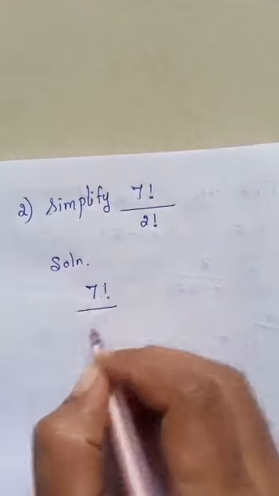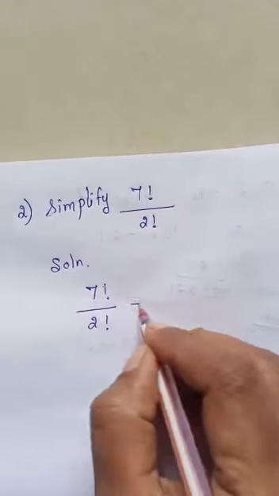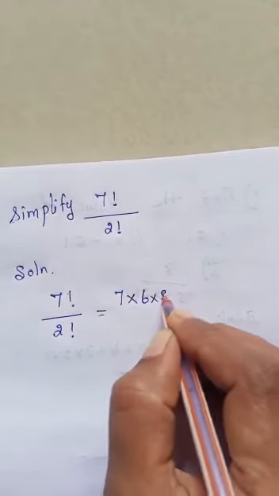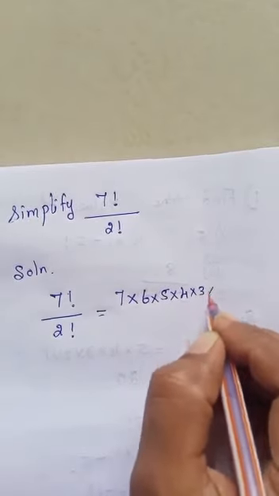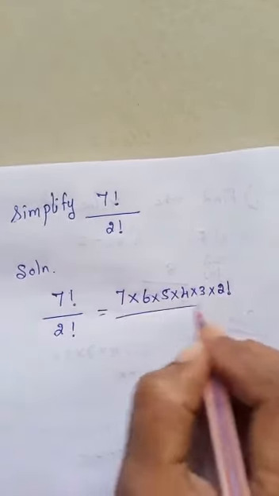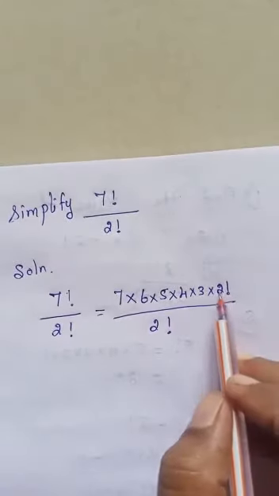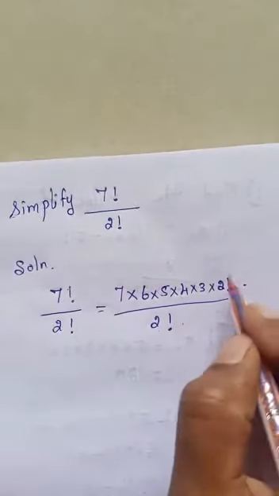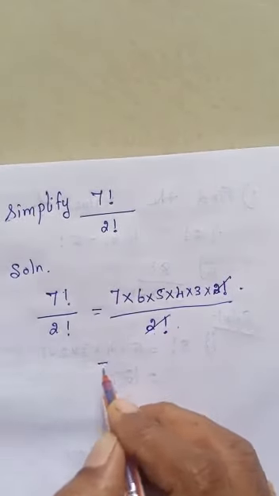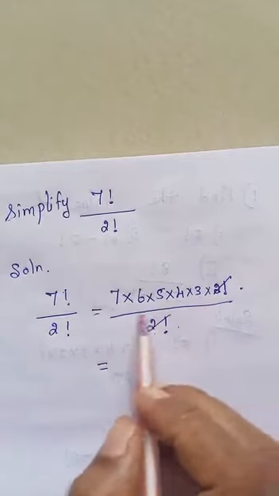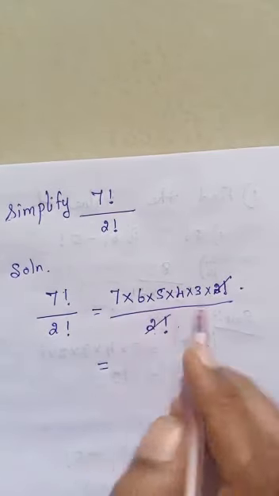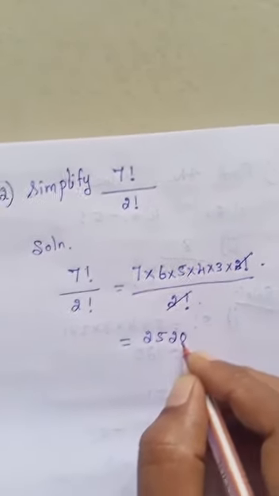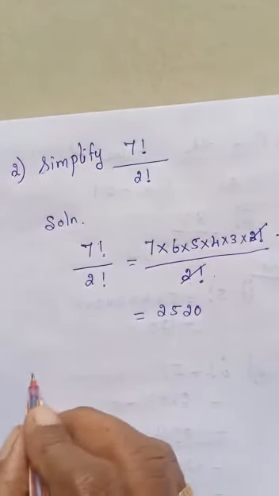See this also, 7 factorial by 2 factorial. 7 factorial, how we can write it? Write in the reciprocal. 7 into 6 into 5 into 4 into 3 into, this I can write it 2 factorial by 2 factorial, or you can write 2 into 1. Here also 2 into 1. Cancel it. That also is, which is easy for you. You can do it with that method. Okay. Now multiply all this and you can write the answer. 2520. Shall we move to the next problem?